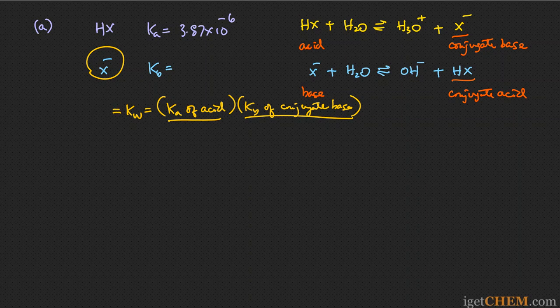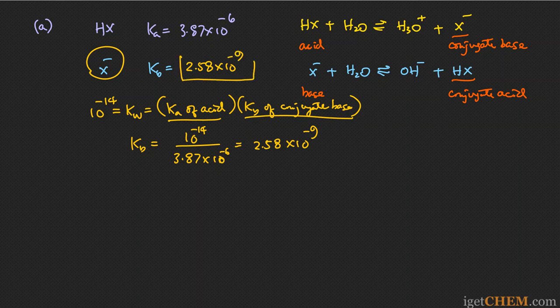And of course, the value for Kw, which is the autoionization constant of water, is 10 to the minus 14. So all we would need to do to calculate Kb is to just take 10 to the minus 14 and divide that by the Ka value for HX. And from that, we will get 2.58 times 10 to the minus 9. So that's the answer, 2.58 times 10 to the minus 9. So that's for part A.